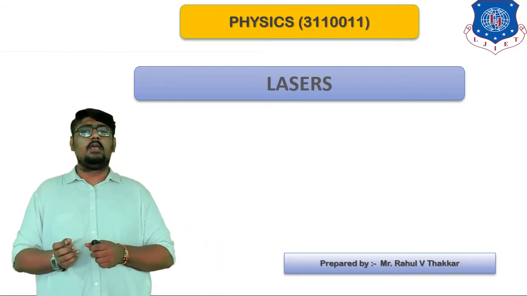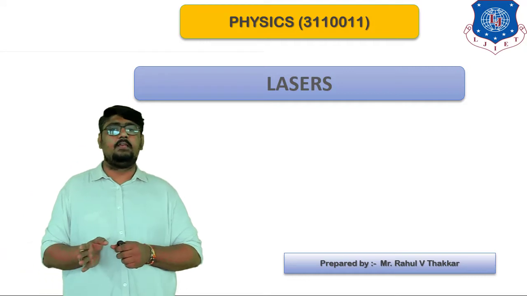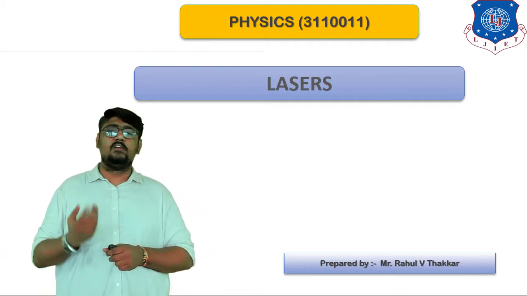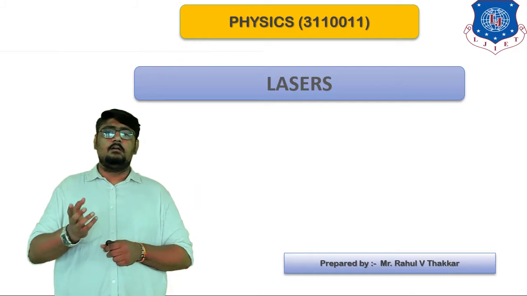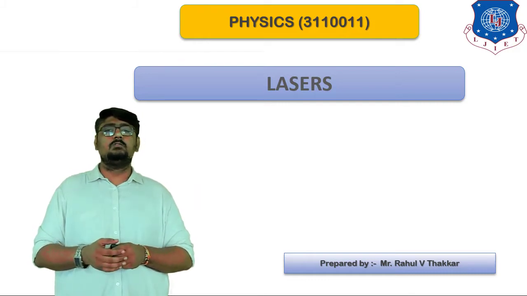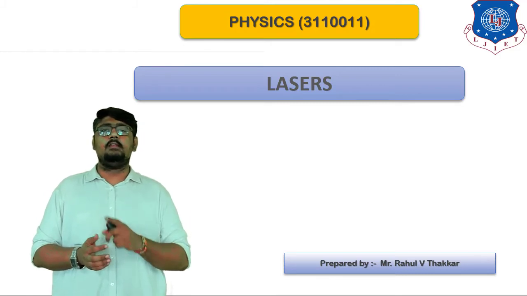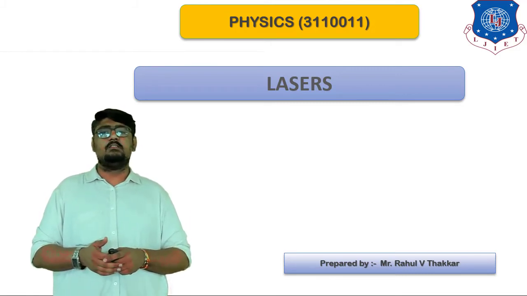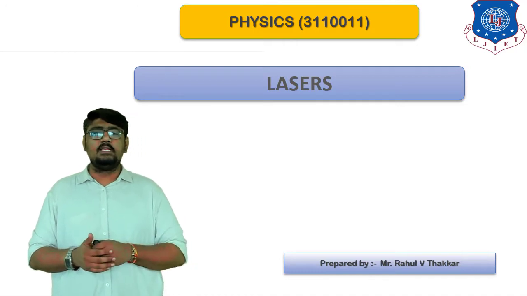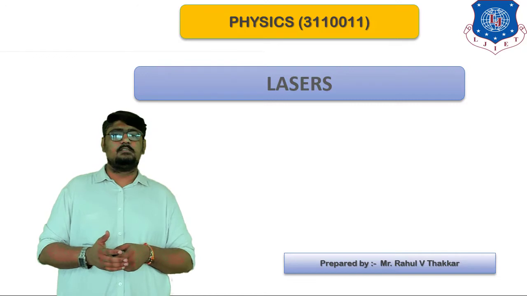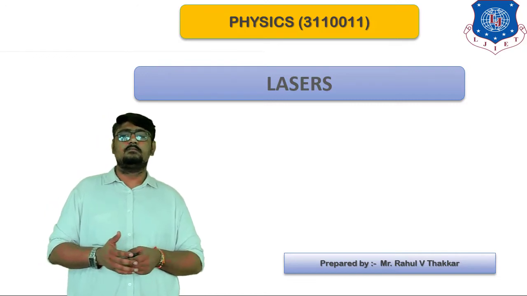seen a few applications, just the basic applications of laser in various fields. Also, we have discussed two different types of lasers with their construction, working, and advantages and disadvantages. They were ruby lasers, that is solid state laser, and HeNe lasers, that is gas state laser.